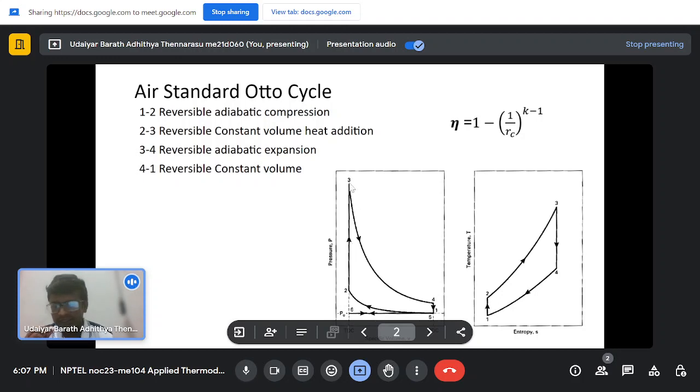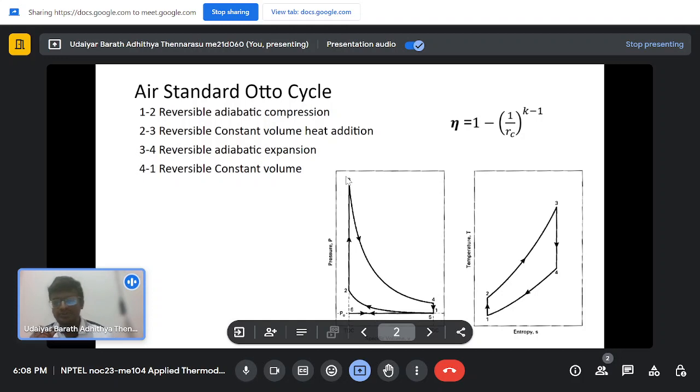So from 1 it is moving to 2. After 2 we are doing heat addition. We are assuming that it's similar to the combustion, the energy which is provided. Heat is supplied at constant volume. So at top center, when the piston has reached top center, you are providing heat at constant volume. In the actual cycle, this will not be a straight line, but a curve, because based on the combustion and when the spark is ignited, this will be different.